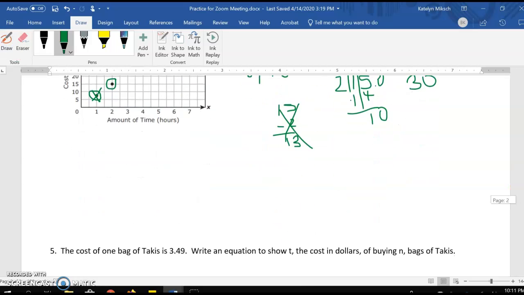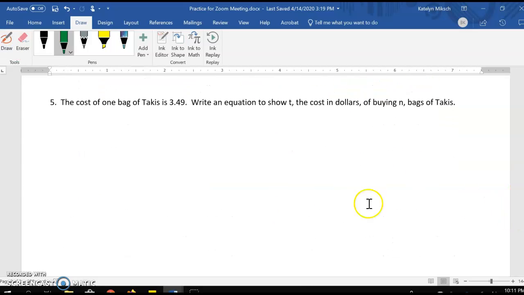Okay, and then one more problem is all we have left. So this last one, I definitely want you to pause it and try to figure it out on your own, and then you can play the video and check your work. The cost of 1 bag of Takis is $3.49. Write an equation to show T, the cost in dollars of buying N bags of Takis.